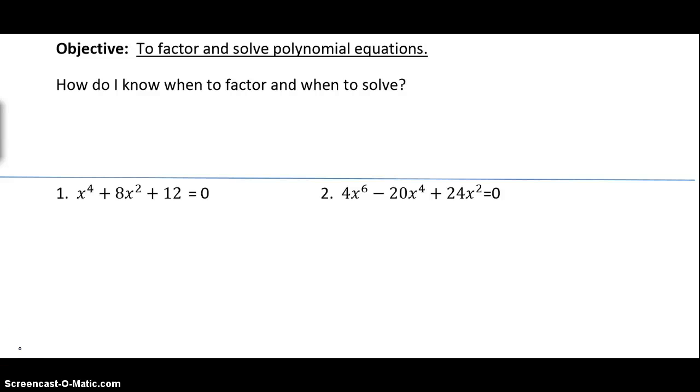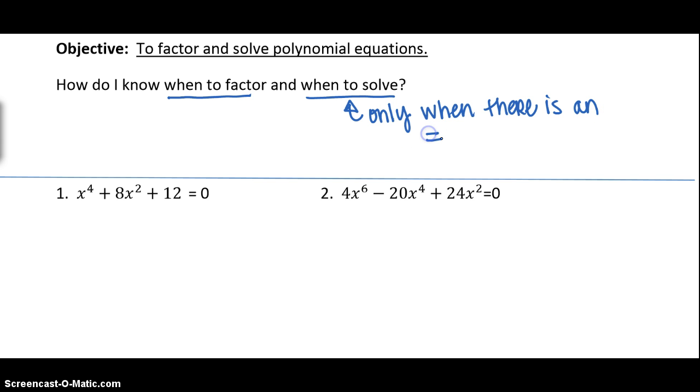Right, today we're going to solve after we factor. We're going to get these polynomial equations done with. So, how do I know when to factor and when to solve? Okay, you only solve when you have an equal sign. So, only when there is an equal sign.